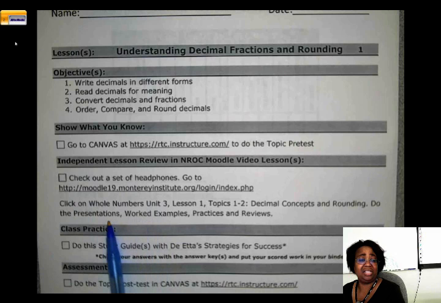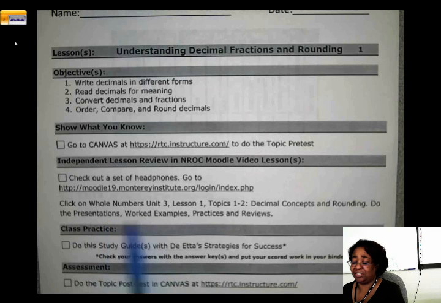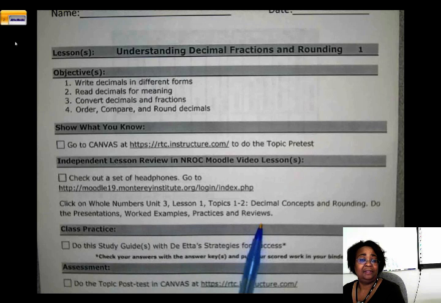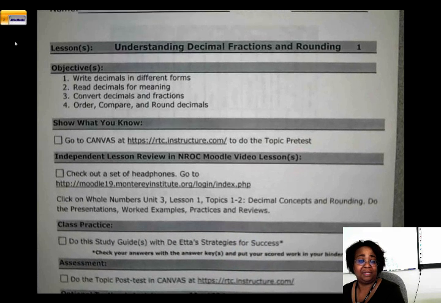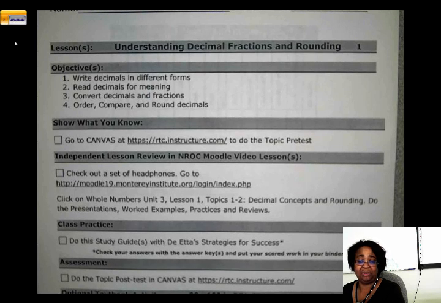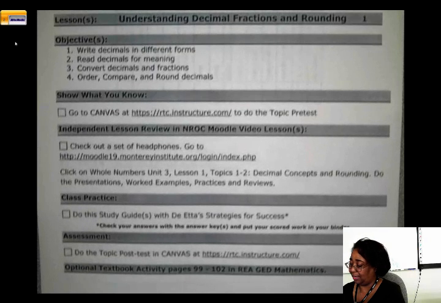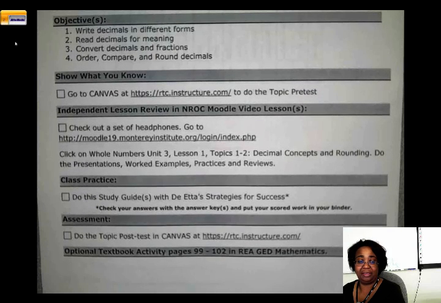If you do go there, you need to look at the 2 presentations, work out the examples, the practice, and the reviews. This is nothing new. This is what I give you for every lesson. Because sometimes when I explain things, you might get it right away, and sometimes when other people explain things, you might get it. So either way is okay. You can listen to both if you like.